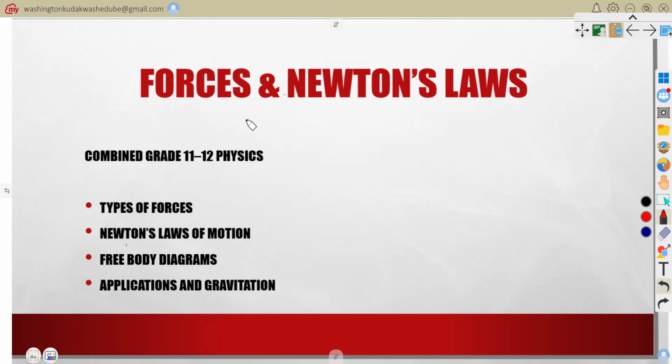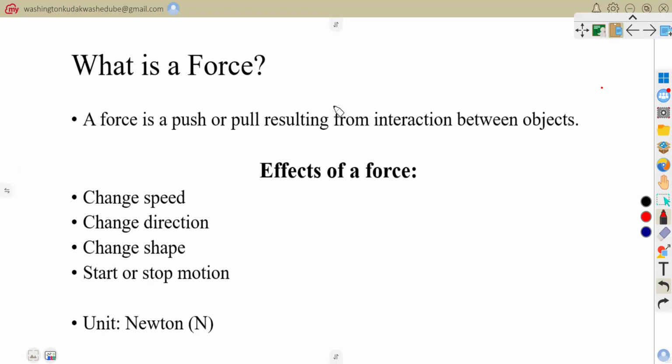For us to catch up, because this is also examinable in your grade 12 examinations, we need to look into the principles that we looked at in grade what? In grade 11. So without wasting time, let's start by looking into types of forces and then get into definitions. We are going to start by defining what we refer to as a force.